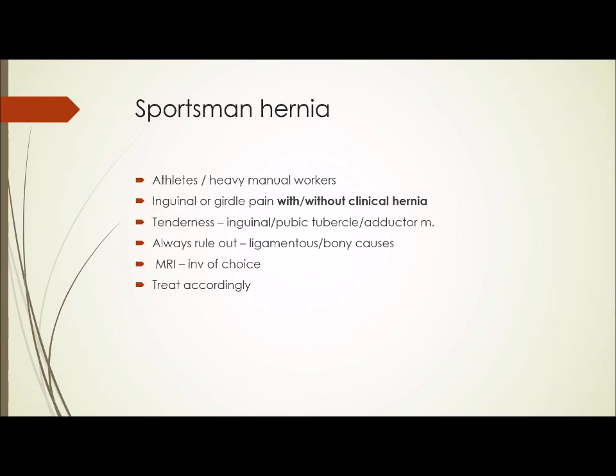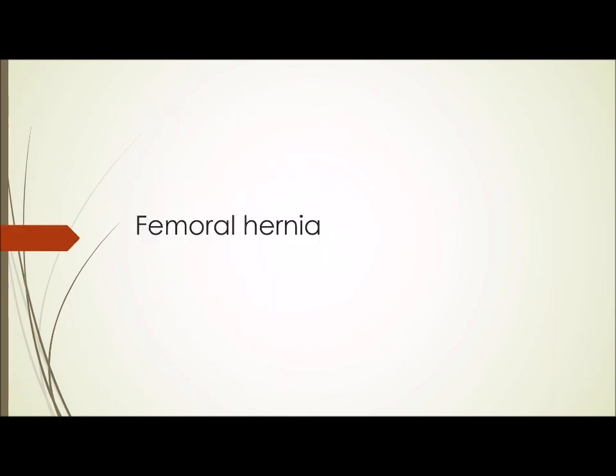So basically, the pain was not because of the hernia itself. It's usually a girdle pain because of the ligamentous, bony, and muscular structures in the girdle. So you have to investigate this patient properly, and unless you negate all the other possibilities, only then go ahead and do the hernia operation, right? MRI is the investigation of choice in these patients, and treat them accordingly, depending upon what the final diagnosis is, right?